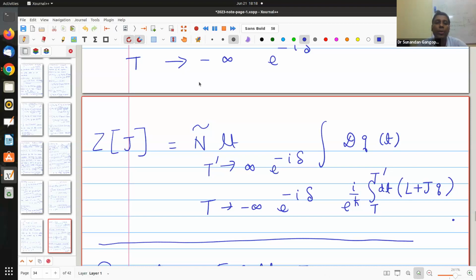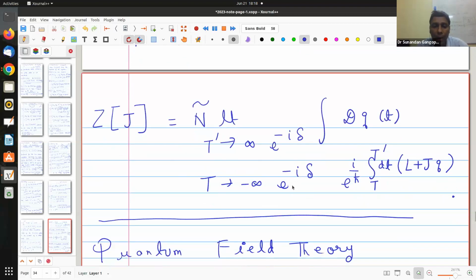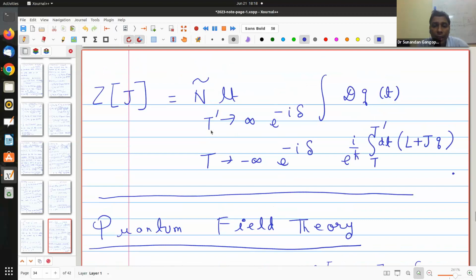So we have now the expression for the vacuum to vacuum transition amplitude in the presence of an external source, or this is the generating functional, as we shall see now. This is called Z of J. This is the generating functional because this is a functional of the external source J. And since we have taken the limits T to be equal to this and T prime to be equal to this, you can actually remove this limit completely.